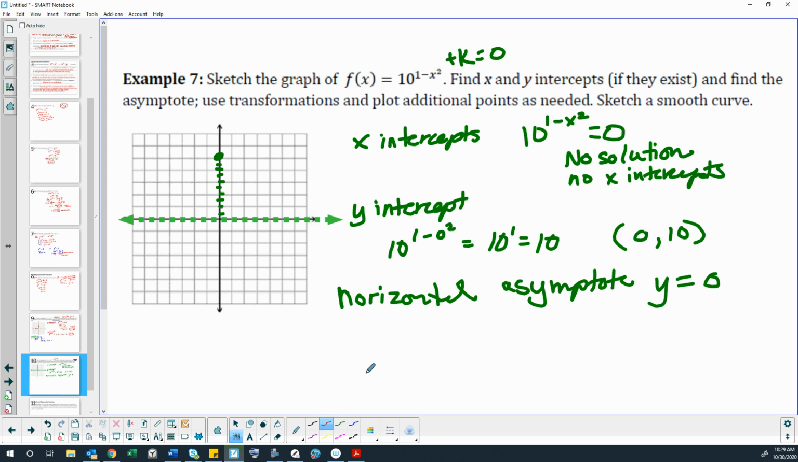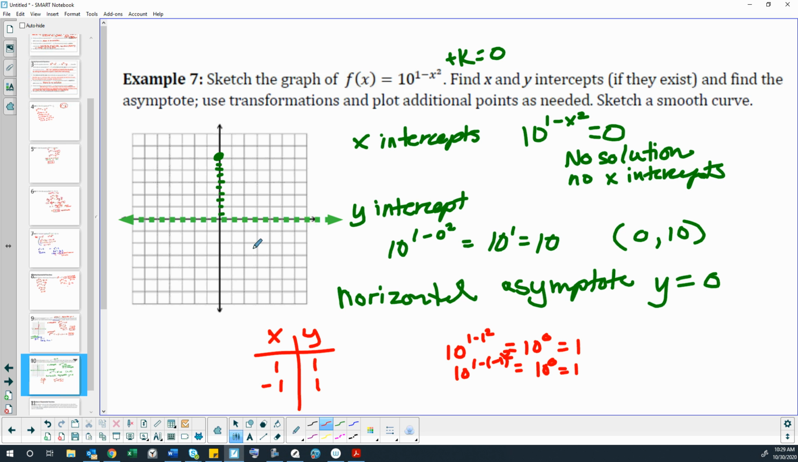Now the last step is to just find some other numbers. So I'm going to just go ahead and plug in some x values and find some y values. So let's start with 1. That's always a good one. So go 10 to the 1 minus 1 squared, which gives us 10 to the 0, which is 1. Well, interestingly enough, because of the square, if I try that problem again with a -1, I get the same exact answer because the -1 squared and +1 squared are the same answer.